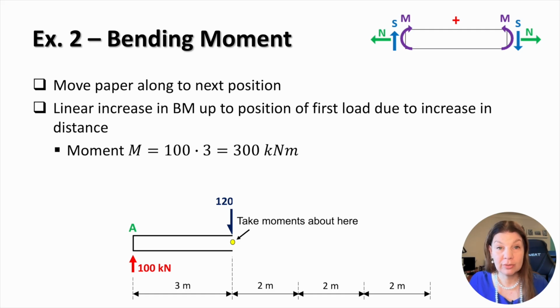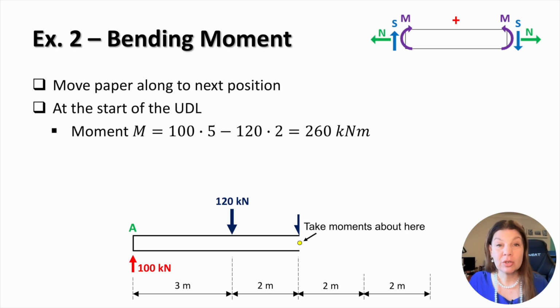where loading changes. We now reach the start of the uniformly distributed load. Up until this point, the bending moment is determined by the reaction at A and the 120 kilonewton point load. To find the bending moment here, we take moments of these forces around the section using the appropriate distances. This gives us another key ordinate for the bending moment diagram just before the distributed load begins.